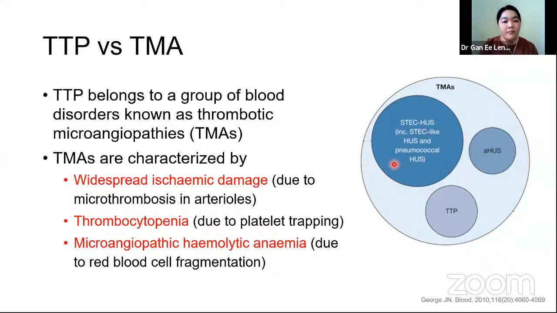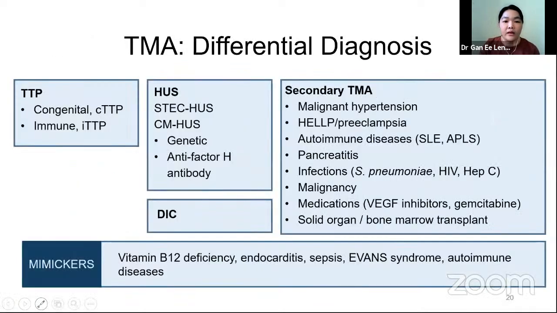The three big groups of TMAs consist of TTP, atypical HUS, as well as STEC-HUS, which is Shiga toxin producing E. coli hemolytic uremic syndrome. So when we are talking about the differential diagnosis for TTP, basically we are talking about the differential diagnosis for TMA. As I showed you from the previous cartoon, the main one is TTP. We have congenital TTP, in which patients have a mutation in the gene producing ADAMTS13. This is called cTTP, C for congenital. More than 95% of the cases of TTP that we are seeing are actually immune causes, because of the IgG attacking the ADAMTS13, causing severe deficiency of ADAMTS13.